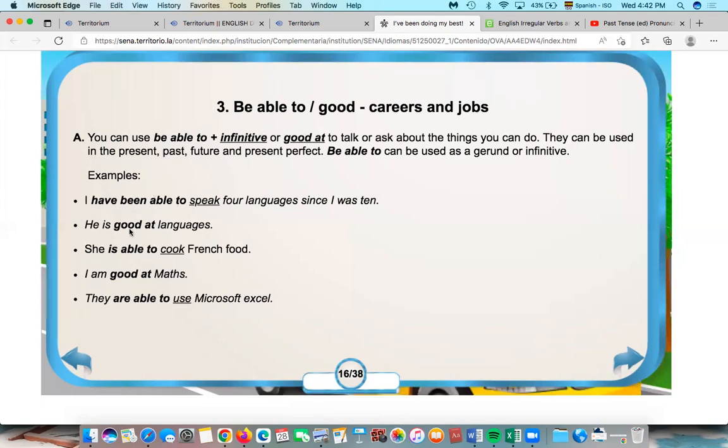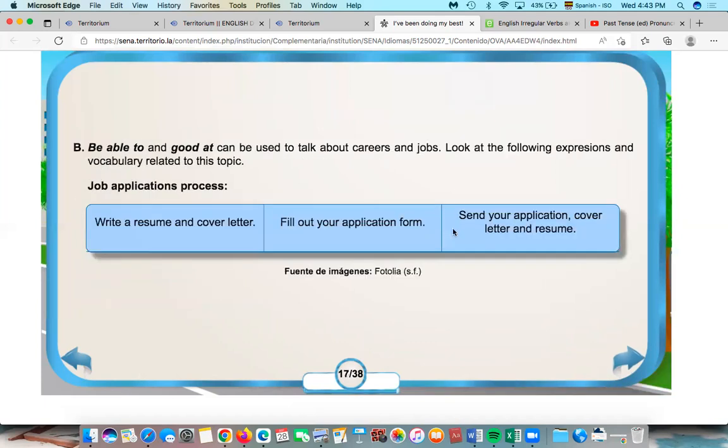she is able to, or you can say also I am good at something, right? I am good at languages, I am good at math, right? So you can see here the examples as well, yes? So, okay, let's move to the next one.